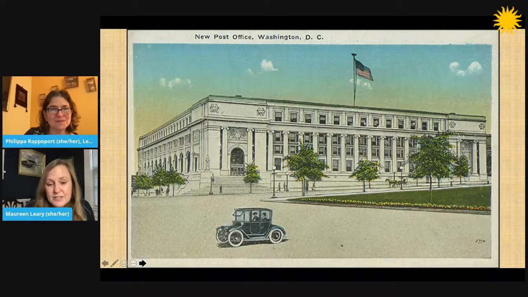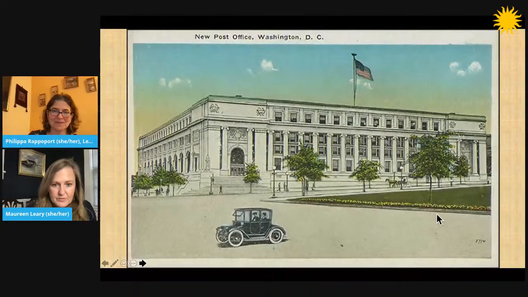And for decades, it served as the central post office for Washington, D.C. And it's strategically located right next to Union Station, which is DC's central train station. Because at the time that it was built, that was primarily how mail was moved across the country. It came in and out of the city on trains.